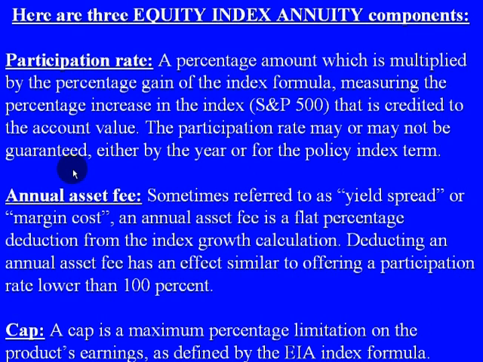An annual asset fee is a flat percentage deduction from the index growth calculation. Deducting an annual asset fee has an effect similar to offering a participation rate lower than 100%. A cap is a maximum percentage limitation on the product's earnings as defined in the equity index annuity formula.